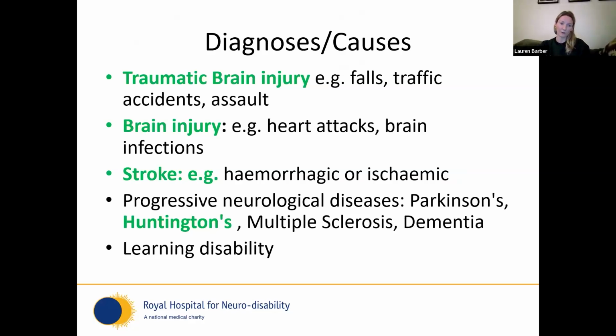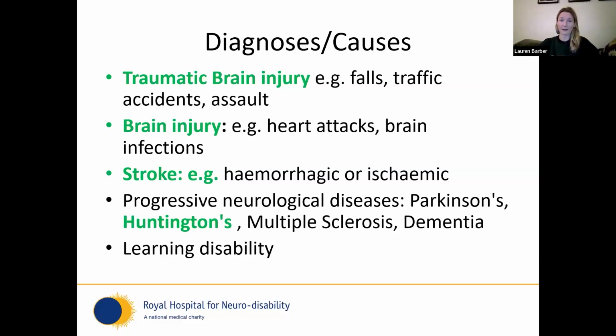So on the rehab wards, the ones that we see most of all are traumatic brain injury or stroke. But we also have our long-term care wards where we see more of the progressive neurological diseases. So I'll just run through these in a little bit more detail. So a traumatic brain injury or a TBI might be if someone's had a fall, they might have been in a car crash, or they could have been in an assault, and that would cause some kind of injury to the brain from trauma. There could also be a brain injury from a heart attack.